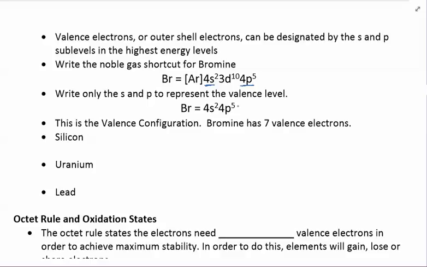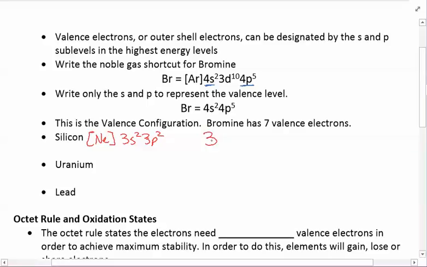So for silicon, I like to start with the noble gas configuration. So we would have neon, which ends in the 2nd period on the periodic table, and then we would go to 3s2, 3p2. So that's my noble gas configuration. My valence configuration then is taking the highest S and P from that. So my valence configuration would be 3s2, 3p2. So how many valence electrons do I end up with? Well, in this case, I end up with 4. So I add 2 plus 2 to get 4.